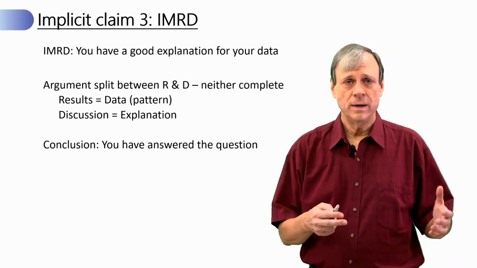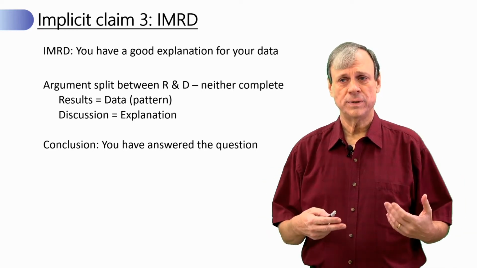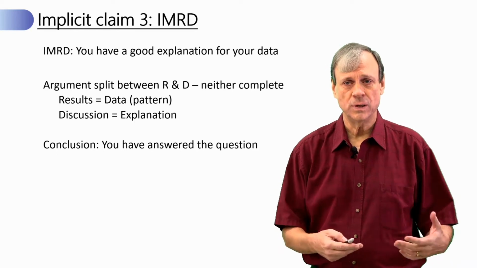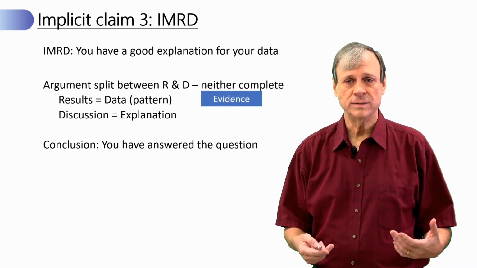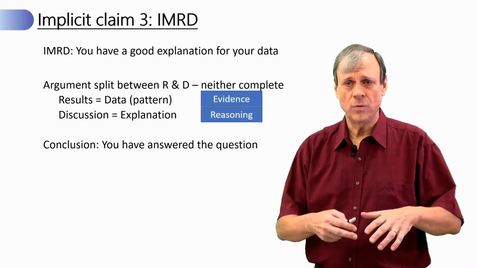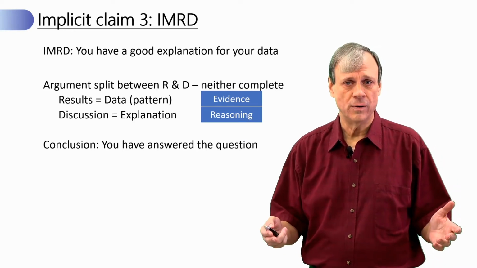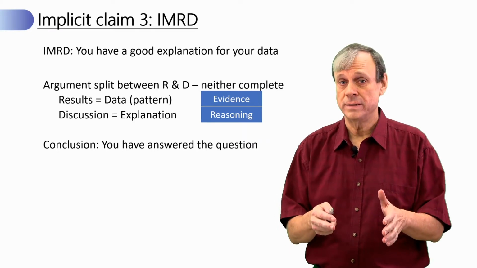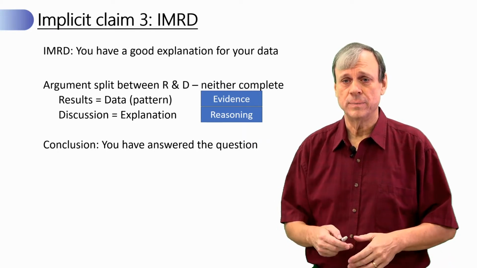Now, the argument here, remember we're dealing with argument structure, the argument is split between the results, which cover the evidence, and the discussion, which talks about the reasoning. And therefore, in many papers now, you have a combined results and discussion because it's easier to write that as a complete argument with a separate conclusion.